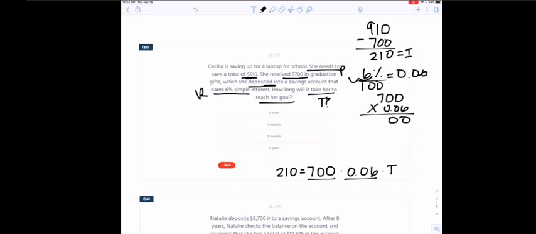6 times 0 is 0, 6 times 0 is 0, 6 times 7 is 42. There's two numbers behind the decimal point in my question, so there'll be two numbers behind the decimal point in my answer. So 210 is equal to 42t. Now I'm going to divide by 42, and I'm going to set up my division problem over here.